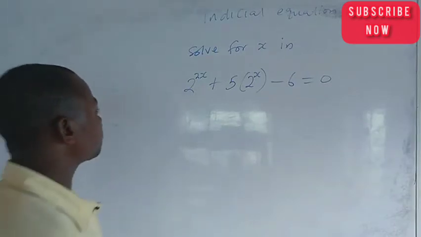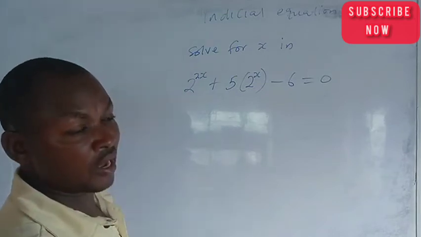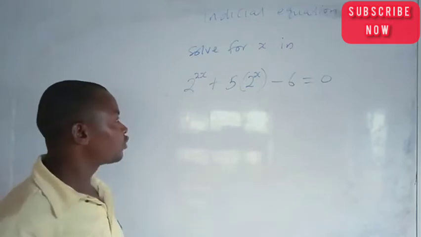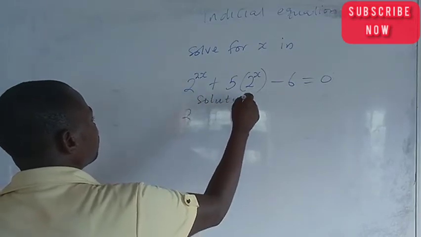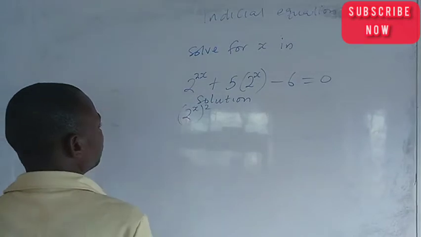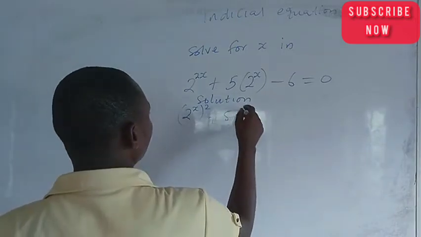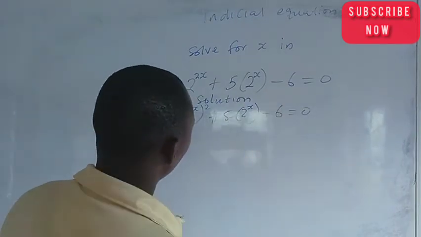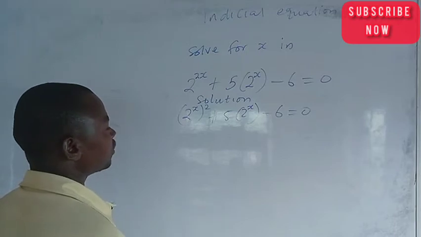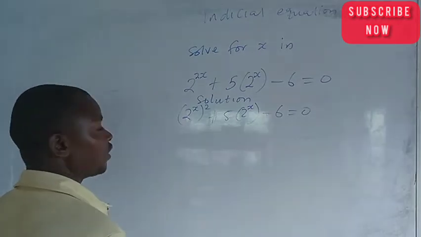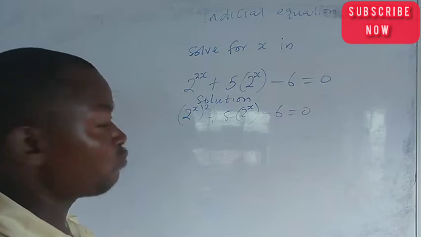So in an indicial equation, you try as much as possible to see how you can convert this using the law I gave you the other time, the law of distribution of power. This one that I have 2 raised to 2x here, you can easily write it as 2 raised to x, all squared. But we're not trying to leave it that way. Plus 5 into 2 raised to x minus 6 equals 0. If you check, I'm having 2 raised to x here, and 2 raised to x here. So what we try to do is, for the one that is 2 raised to x, we look for an alphabet to replace it. When we do that, we're going to lead up to a quadratic equation. Then we'll now solve the question.